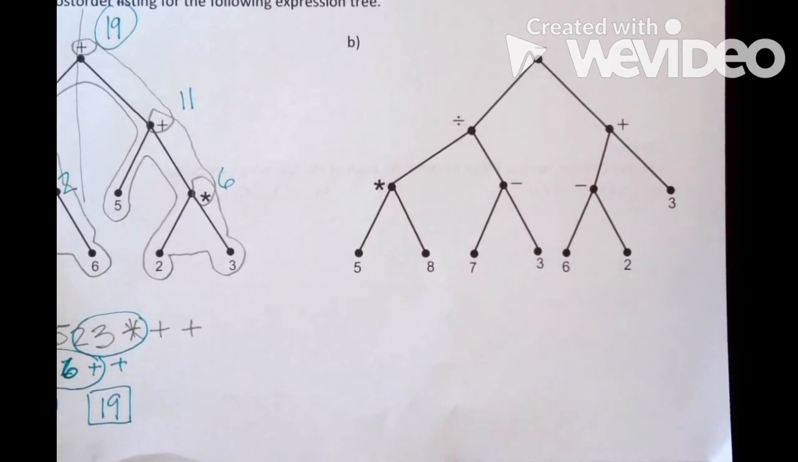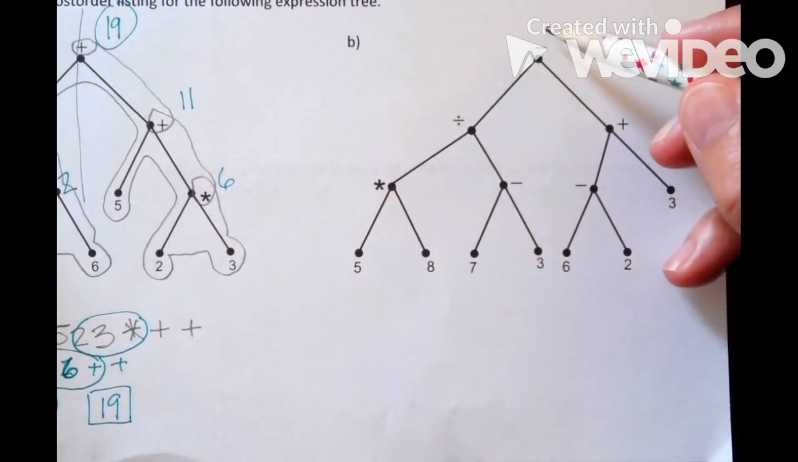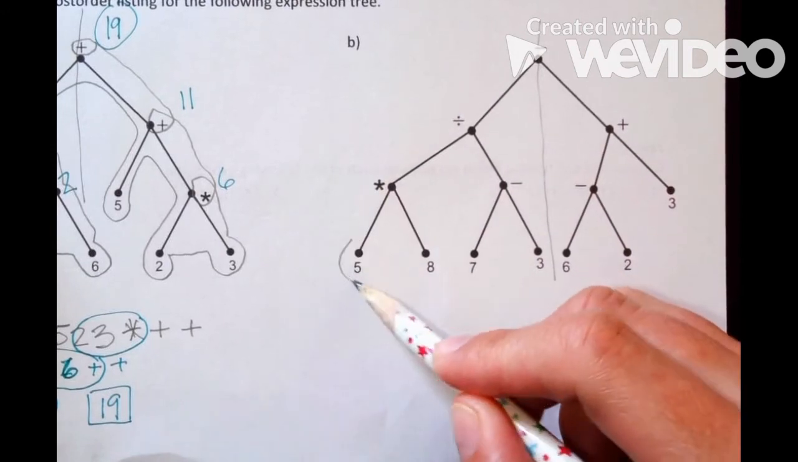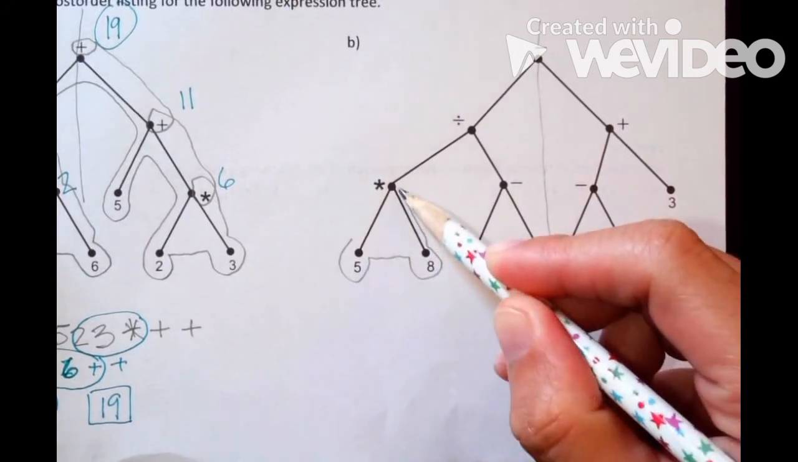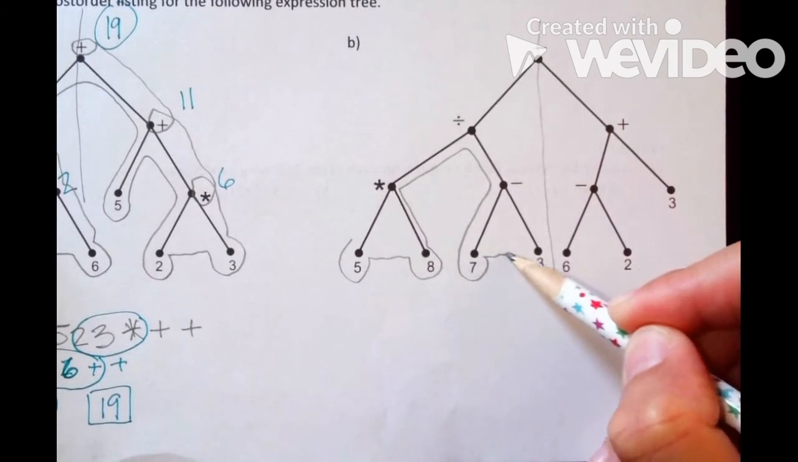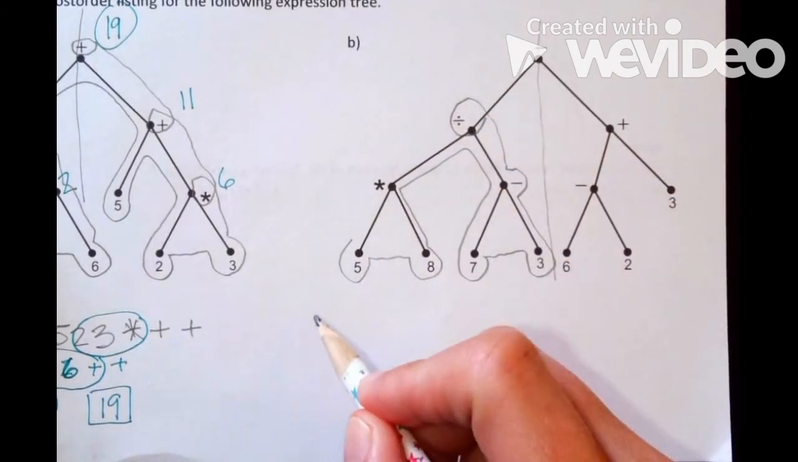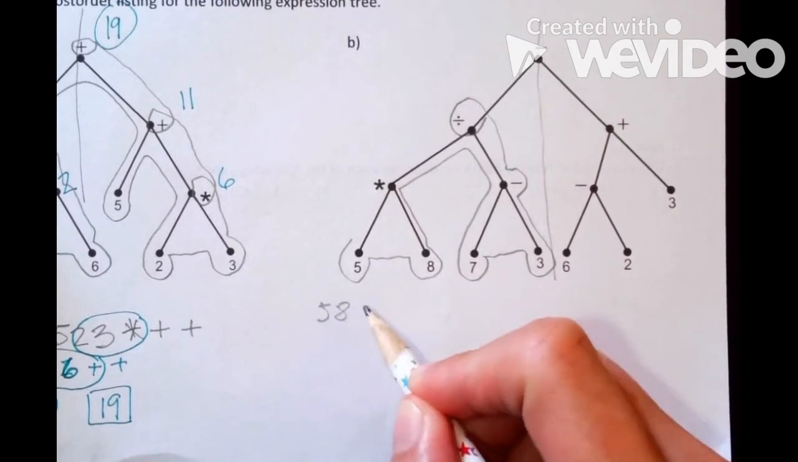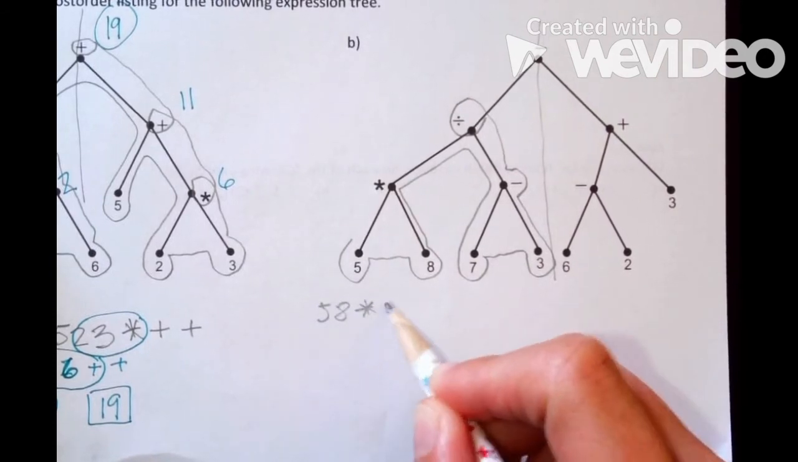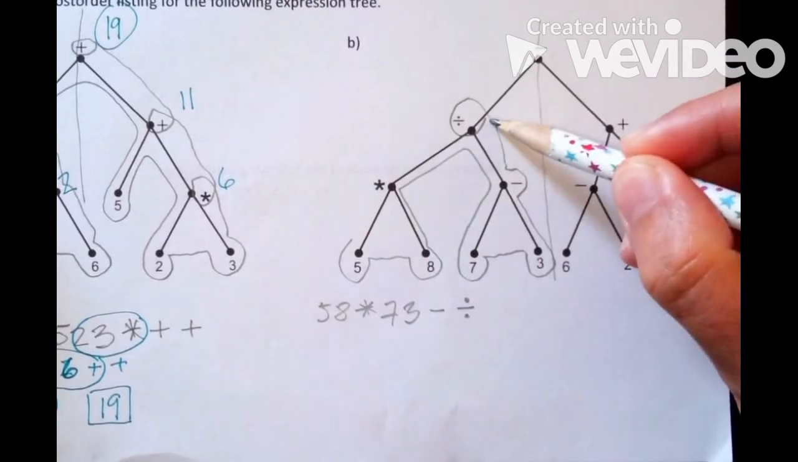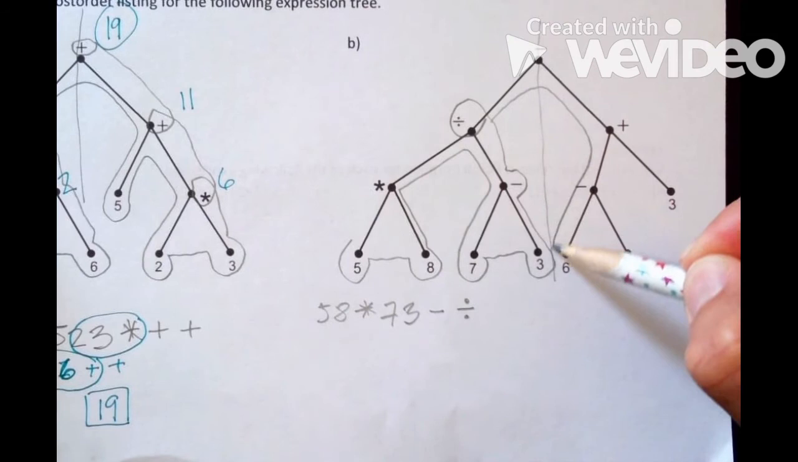Let's do another example. First, we're going to write the postorder of this binary tree. So this is your left and right. You're going to start at the left child, left child, operation, operation. Let's write this down: 5, 8, multiply, division. And now we are ready to go to the right side.